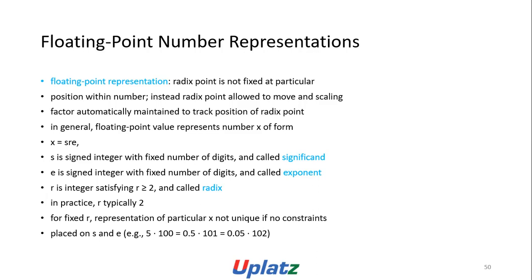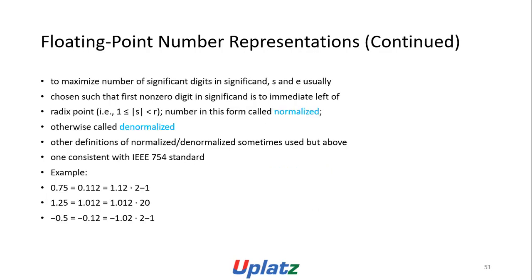In practice, r is typically 2. For fixed r, the representation of a particular x is not unique if no constraints are placed on s and e. For example, 5.1005 under one choice is equal to 0.5, under another 0.05, and so on. To maximize the number of significant digits in the significand s, s and e are usually chosen such that the first non-zero digit of the significand is immediately to the left of the radix point.